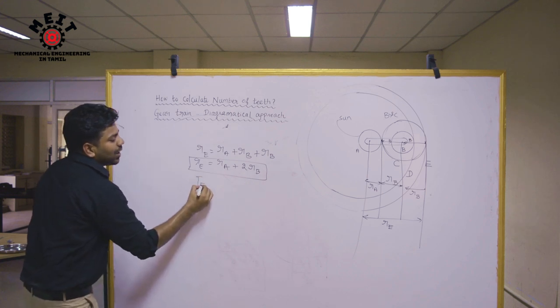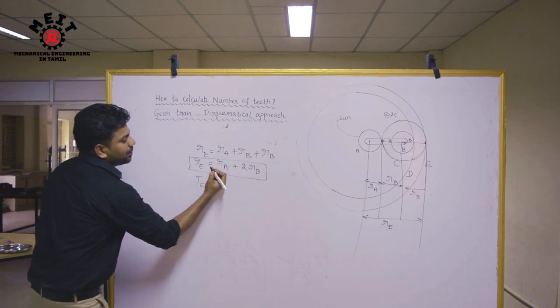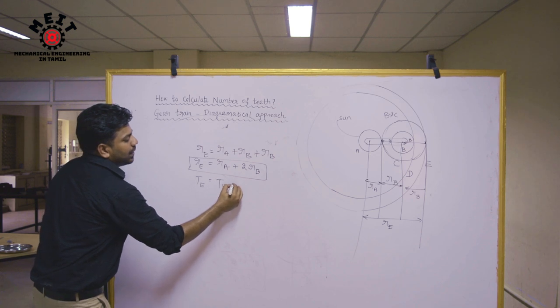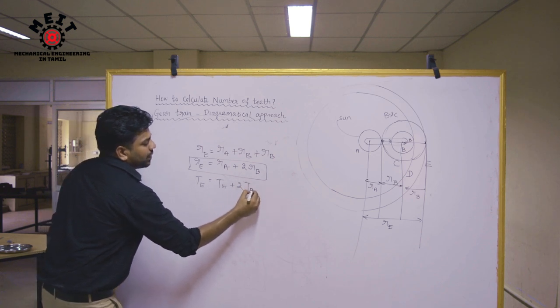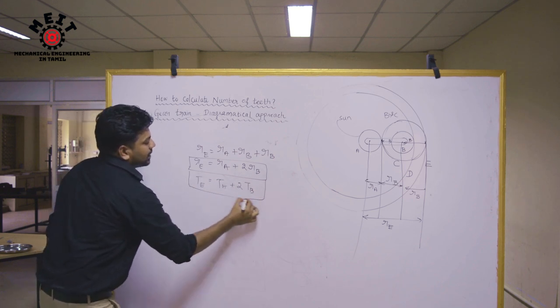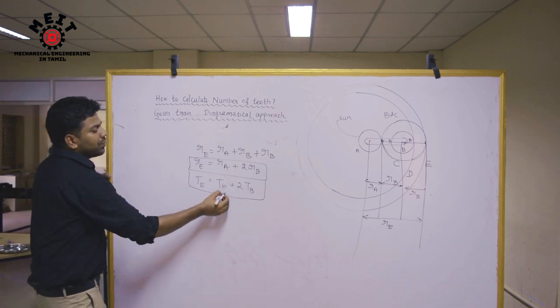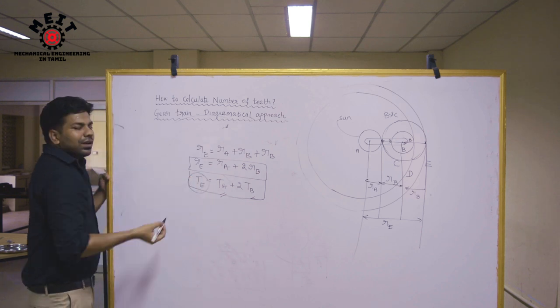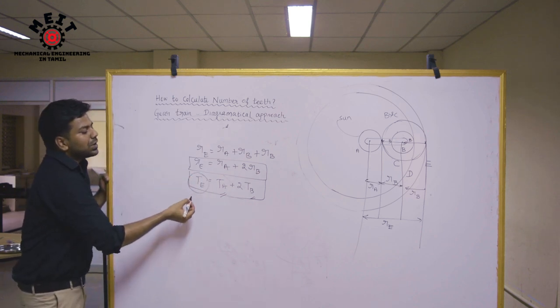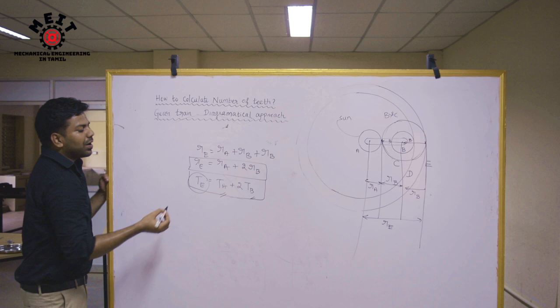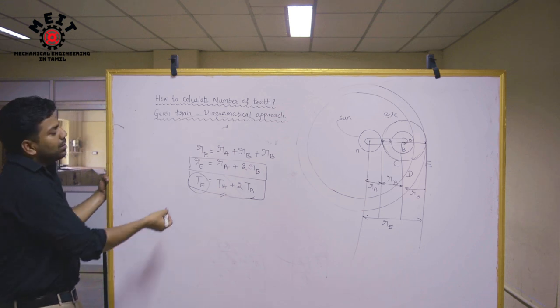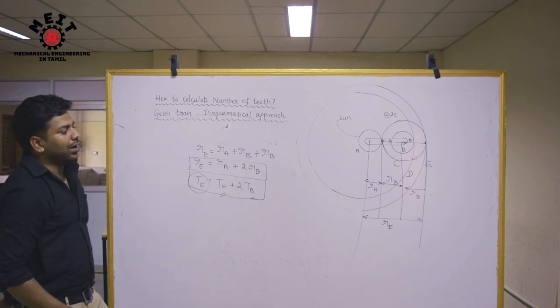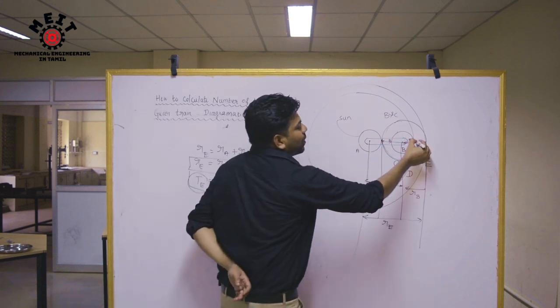The equation in terms of number of teeth is simply TE equals TA plus 2 times TB. So if we know the number of teeth of A and the number of teeth of B, we can calculate the number of teeth of E. In a gear problem, if the number of teeth is unknown, this equation is used to find it. Now this is the D equation formula.